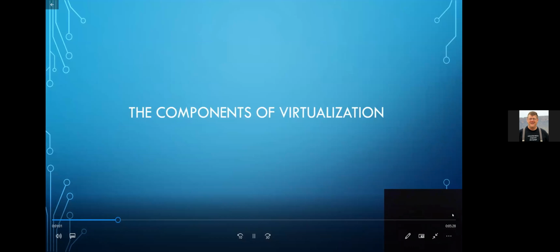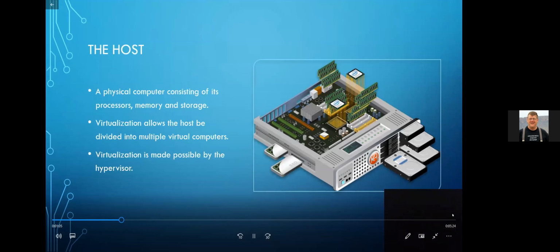Next, I'll describe some of the key components that make virtualization possible. The first of these is the host. The host is the physical computer comprised of its CPU, memory, and storage mechanisms that, as mentioned previously, gets divided into multiple virtual machines during the virtualization process.